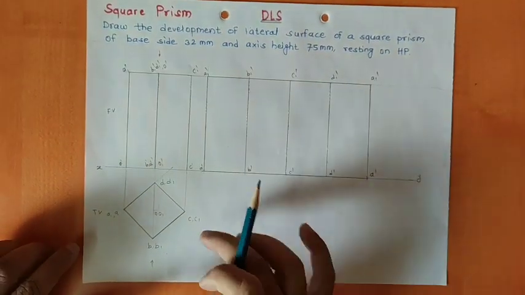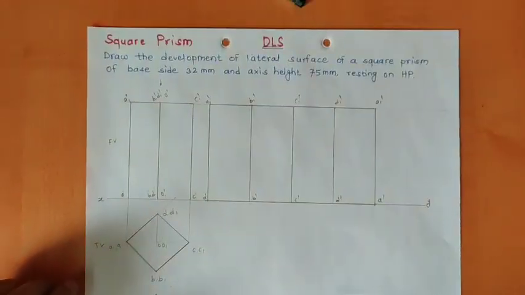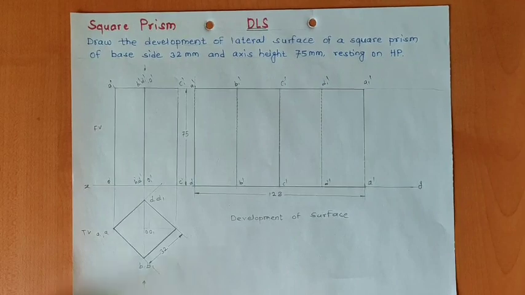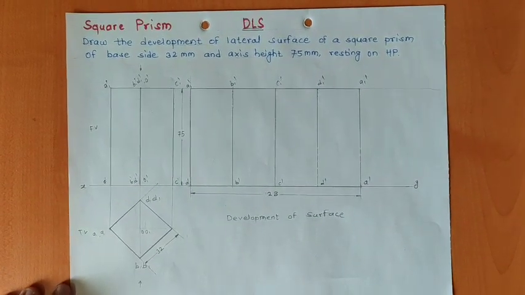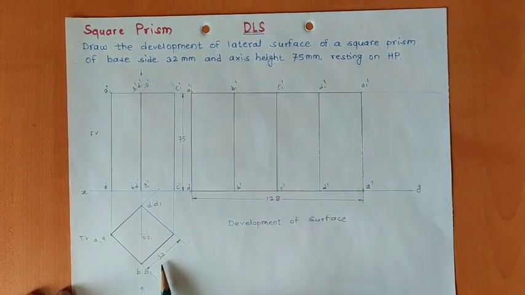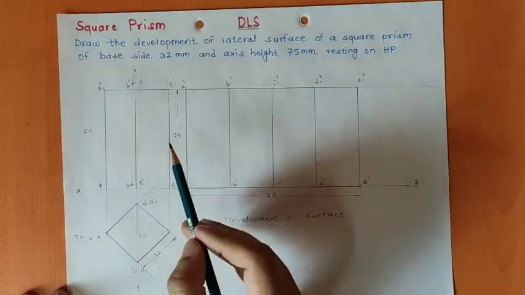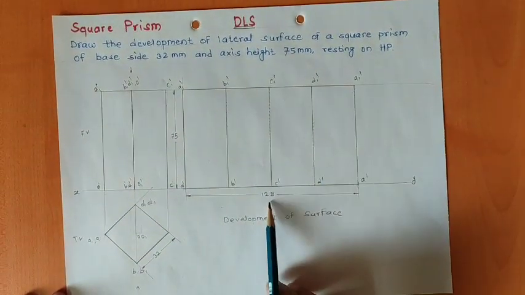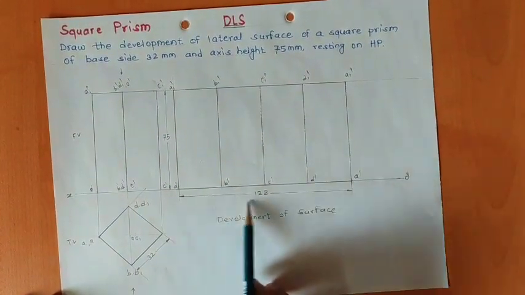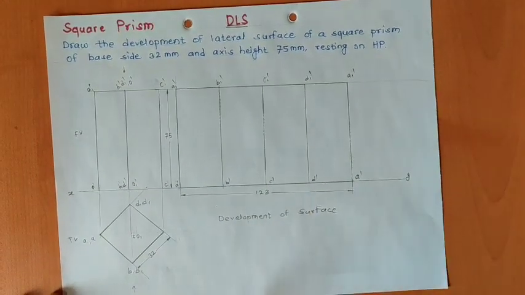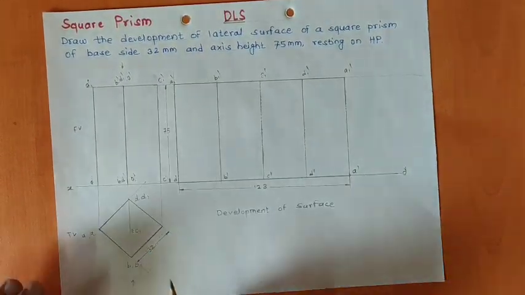So I'll be dimensioning this. As part of dimensioning, you can give the length of the base of the square prism and the height of the square prism. If you want, you can also give the total length of this development, and this is the development of the surface. So we'll quickly revise.